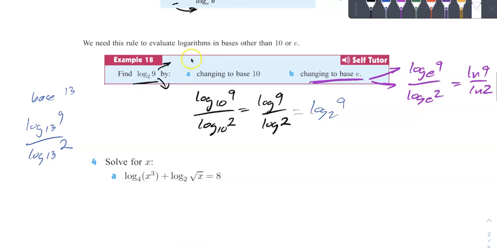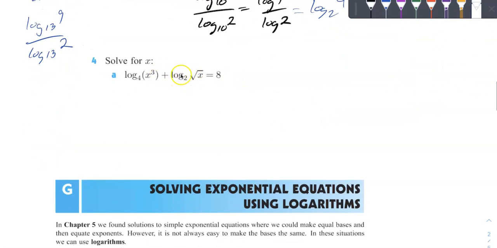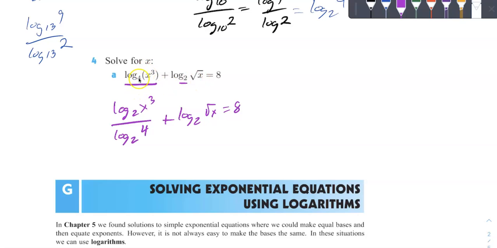Well, the whole thing is about using the change of base formula. So what I'm going to do here is, 2 is pretty solid. I can't do anything with 2, but 4, let's change this with the base of 2. So I'm going to rewrite this with the base of 2 for both. So it's going to be log base 2 of x cubed over log base 2 of 4 plus log base 2 of radical x equals 8. Alright, so I used the change of base on this one to get the same base. And I chose base 2 because I wanted to match with this one.